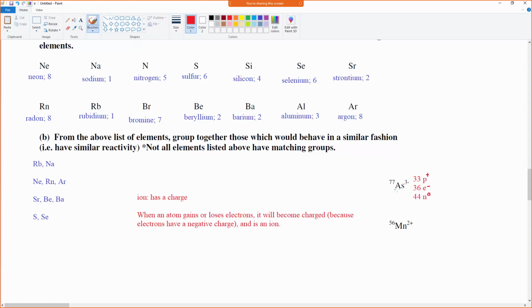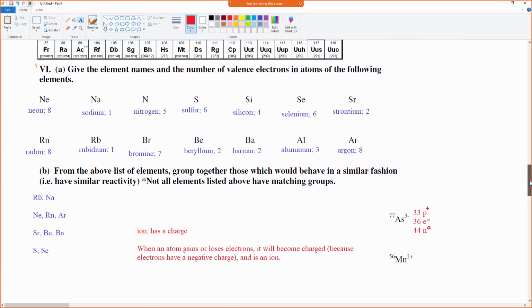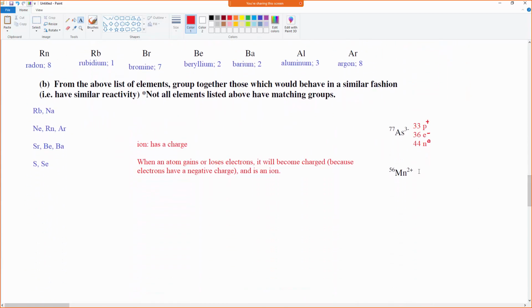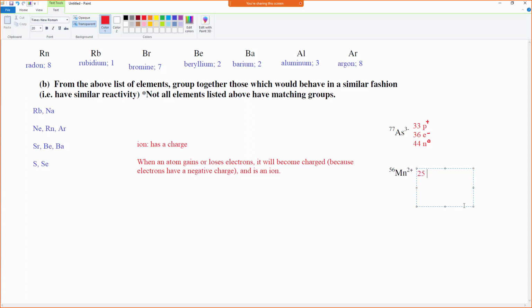Okay. And for 56Mn2+, we can do the same thing. Just as a reminder, we can scroll up and see Mn, manganese, has 25 protons by definition. So I'm going to sneak this in here, 25 protons. And then if I have a 2+ charge, that means I have 2 fewer electrons than protons. So I will have 23 electrons.